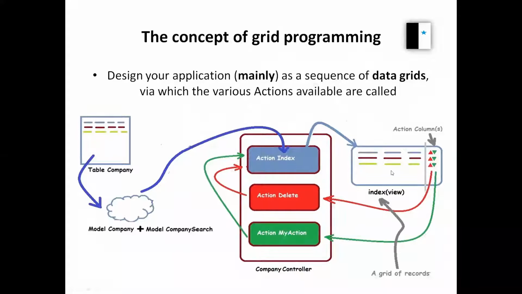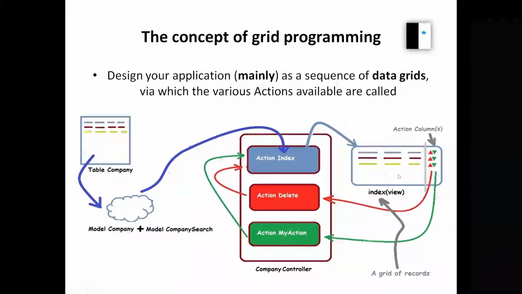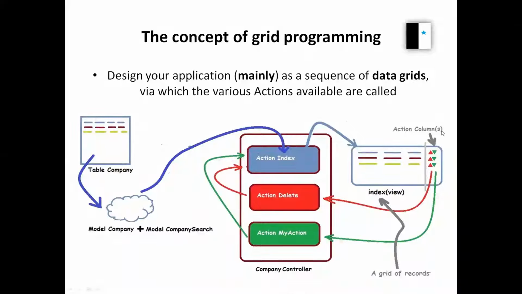construct an index view. The index view is actually a grid of records together with some action columns. The action columns contain control buttons, so if you press the red control button there, you are led to the corresponding action, in our case actionDelete. The record is deleted, and then you come back to actionIndex and it just refreshes the index view.